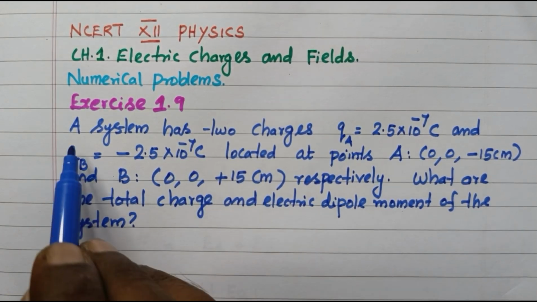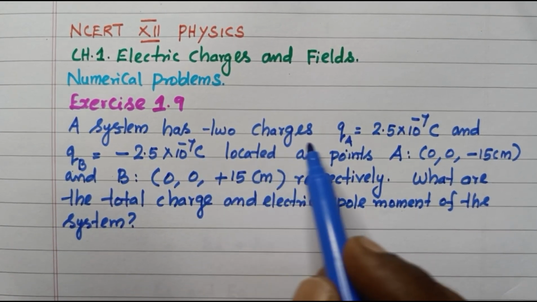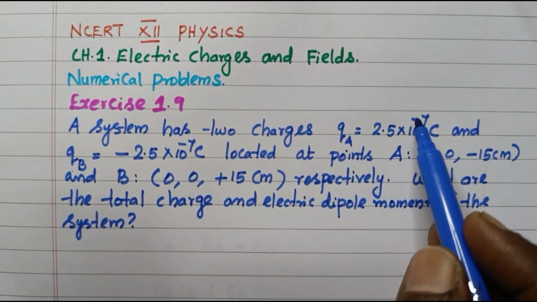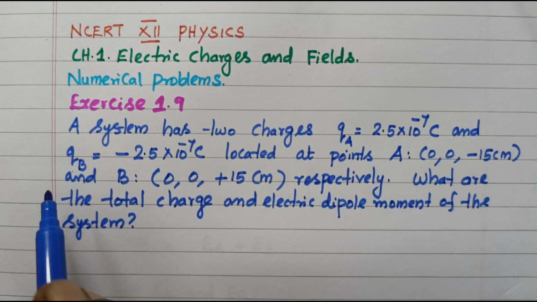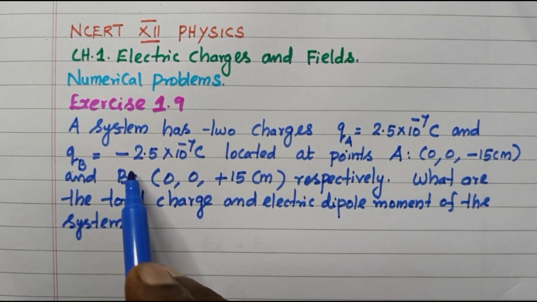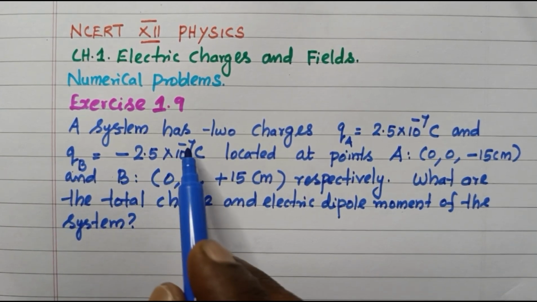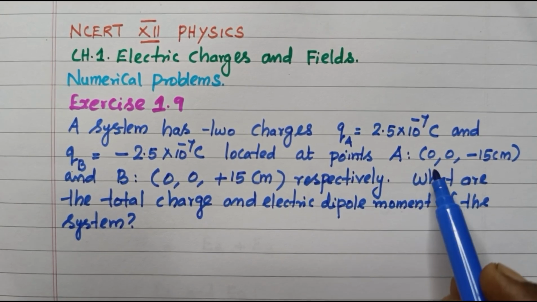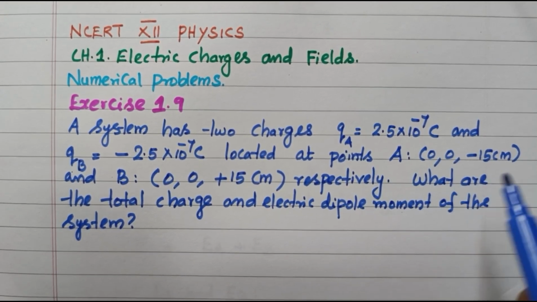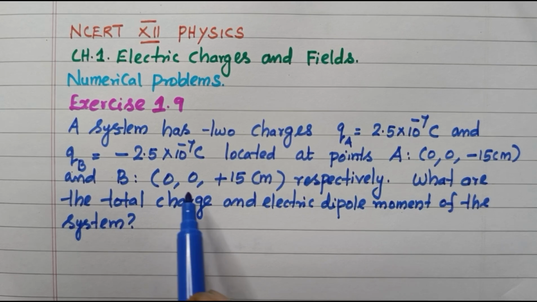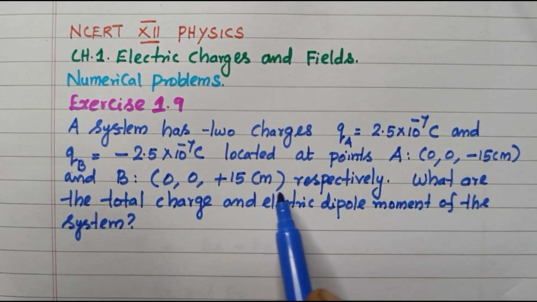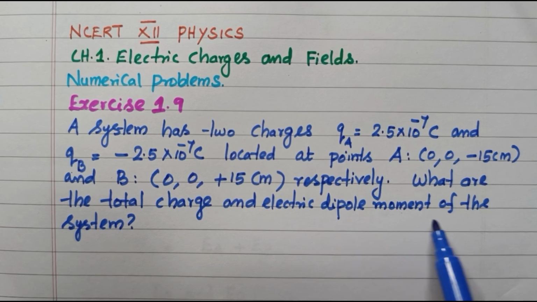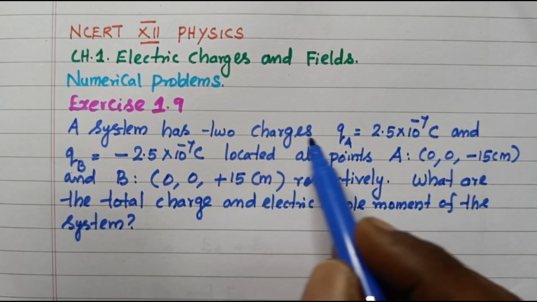Problem என்னன்னா, a system has two charges QA is equal to 2.5 into 10 to the power minus 7 coulomb and QB is equal to minus 2.5 into 10 to the power minus 7 coulomb, located at points A (0, 0, minus 15 centimeter) and B (0, 0, plus 15 centimeter) respectively. What are the total charge and dipole moment of the system? This is the given problem.